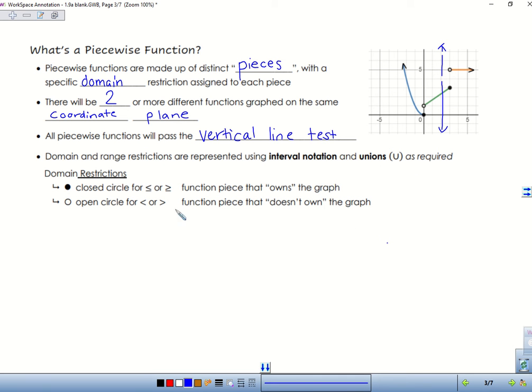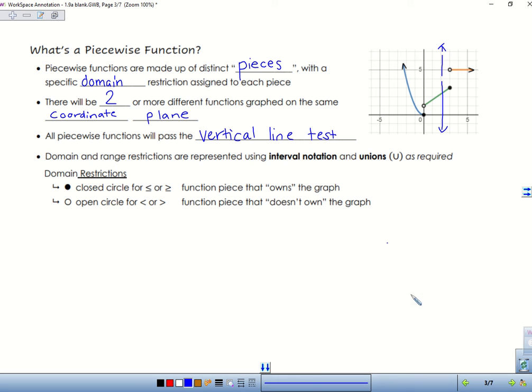Domain restriction reminders: a closed circle indicates a less than or equal to or a greater than or equal to sign, meaning pieces that belong to that specific graph, and open circles represent boundaries. So think of it as your neighbor's house and your house next door to each other, and they have a fence. Your property is all the way up to that fence, but they own the boundary. They're like the closed circle, you're the open circle. So all the way close to it, you own all that until we get to the fence. Does that make sense? Yes.